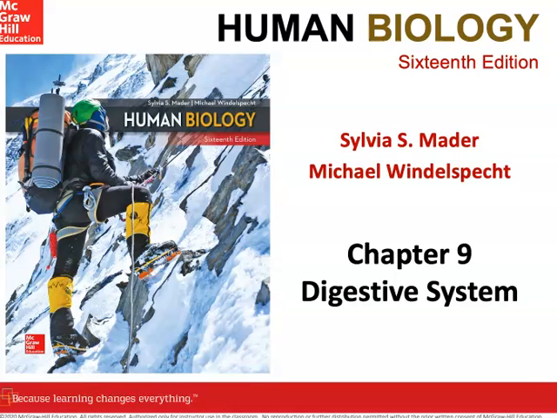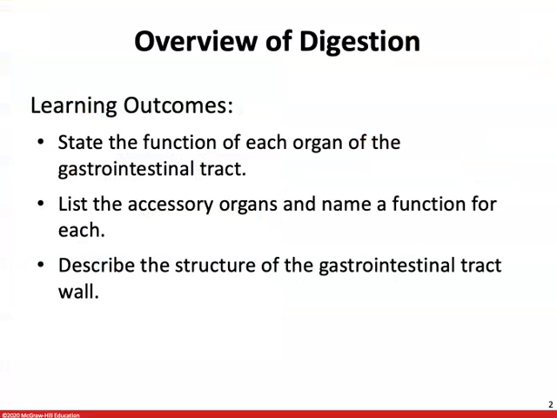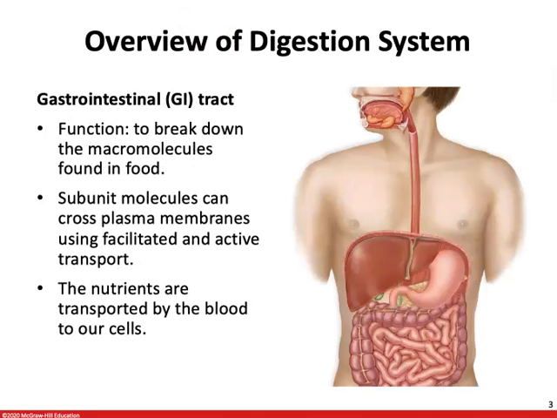All right, Chapter 9, the digestive system. In this section, we're going to do an overview of the digestive system. So, the organs of the digestive system are going to be located within the gastrointestinal tract. Its primary function is going to be to hydrolyze or break down those macromolecules that are found in food.